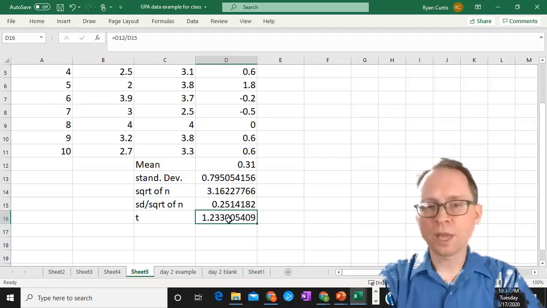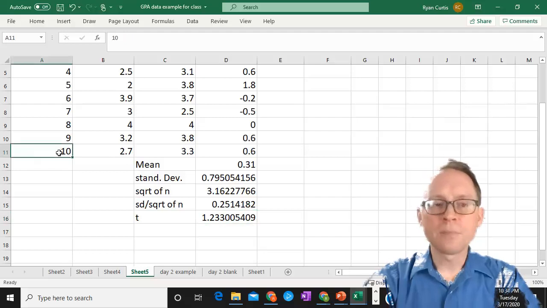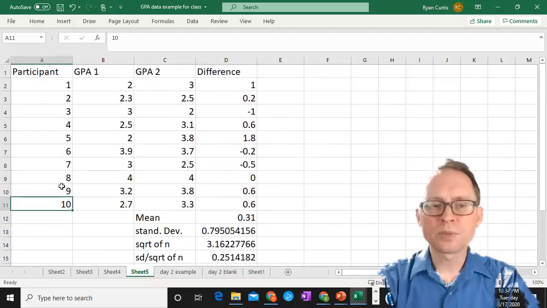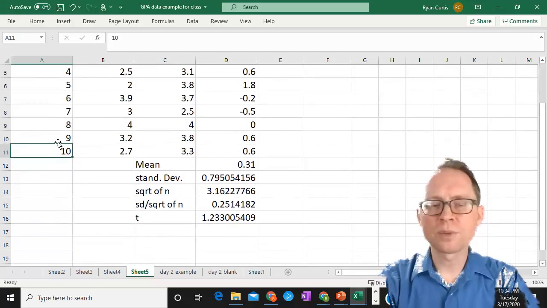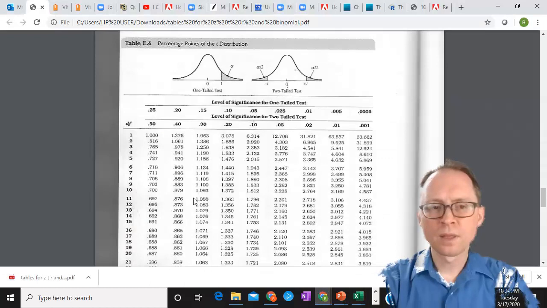All right, for this one, we calculated our t, which is 1.23. We have 10 people in our study. So participants, we have 10 people. N minus 1 is 9, so the degrees of freedom are going to be 9. When we look at our table, degrees of freedom are 9. Now, in this particular case, we want a one-tailed test. One-tailed test, alpha equals 0.05, degrees of freedom equals 9.